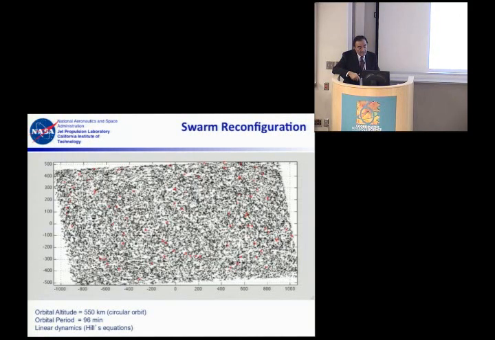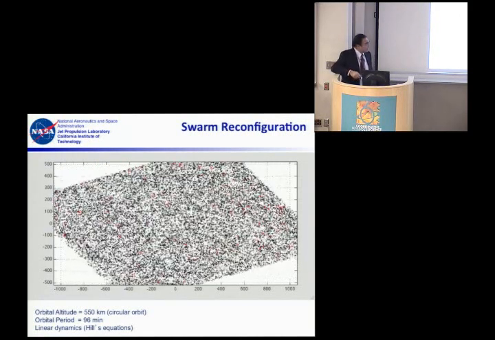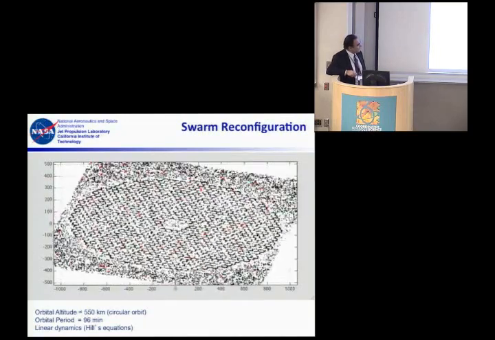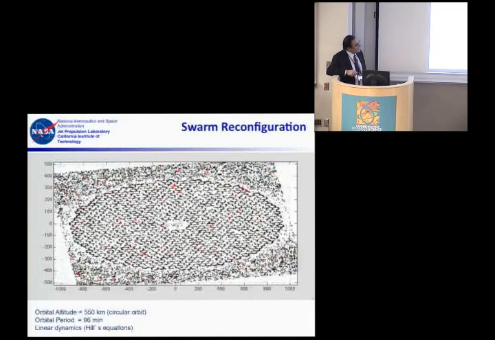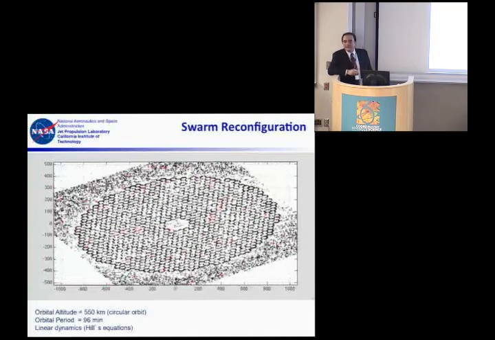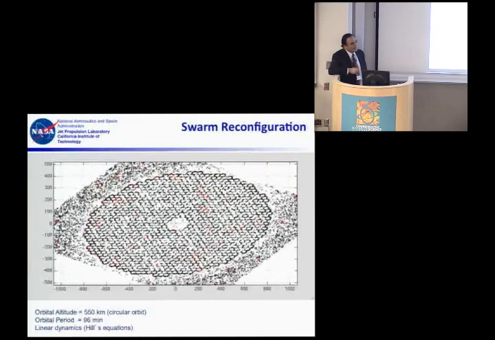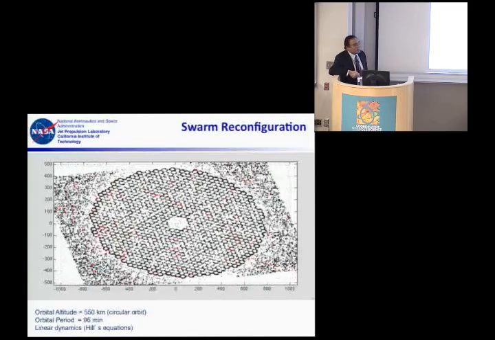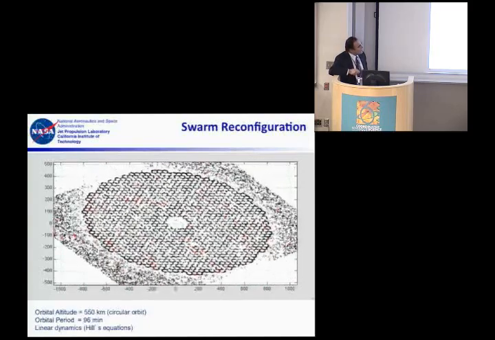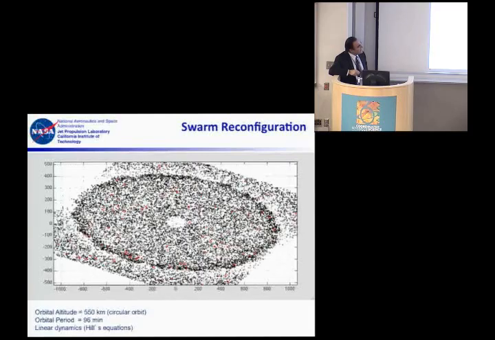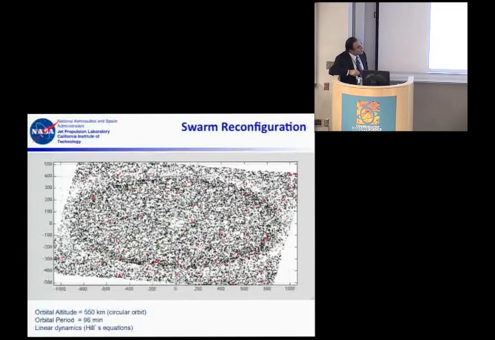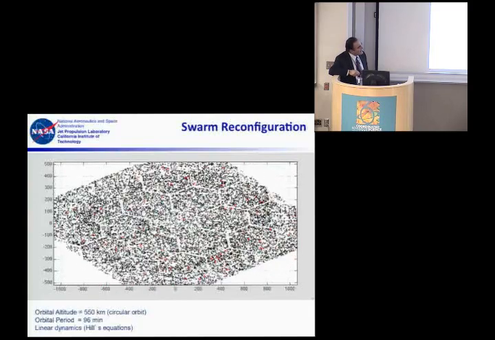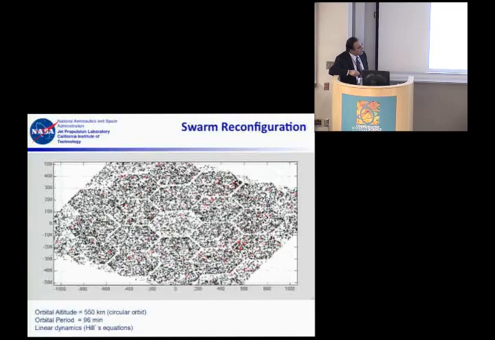Here's another example. Here's a simulation of these thousands of spacecraft at 550 kilometers, that's low Earth orbit. You can see that we use some of these guidance laws that I mentioned to you, which Dr. Hong is actually using with his students for a smaller number. This is essentially going to make it a reflector telescope or reconfigure it to larger platforms. And some of these that are standing by would make up if there's a failure or collision.